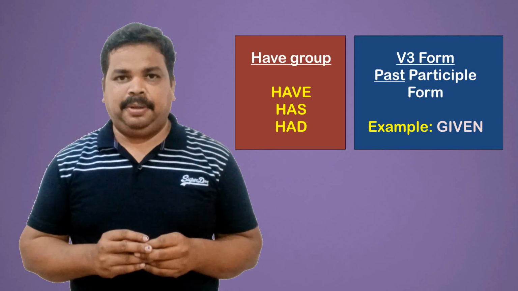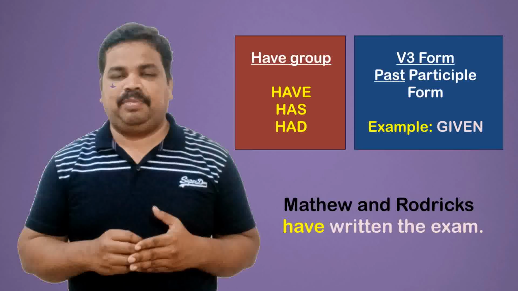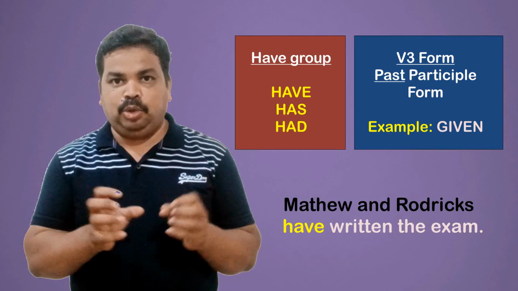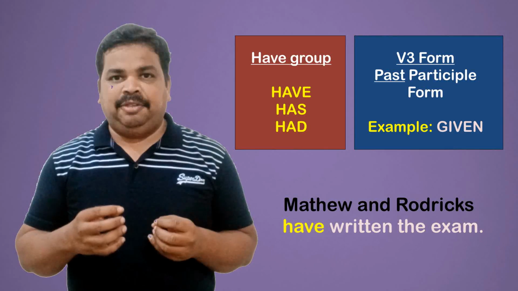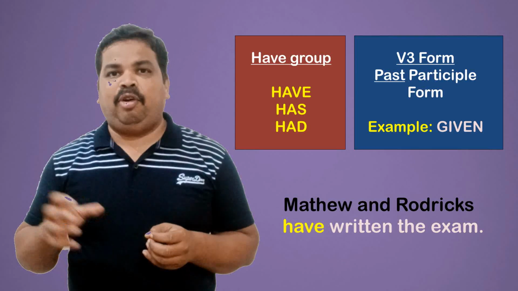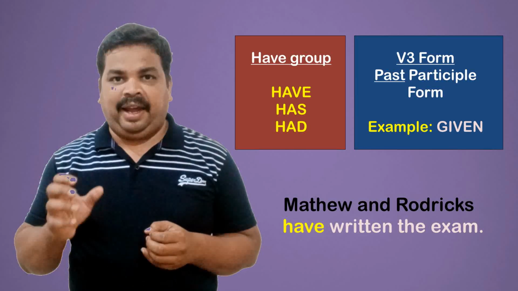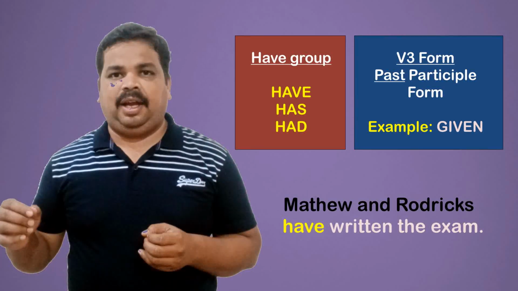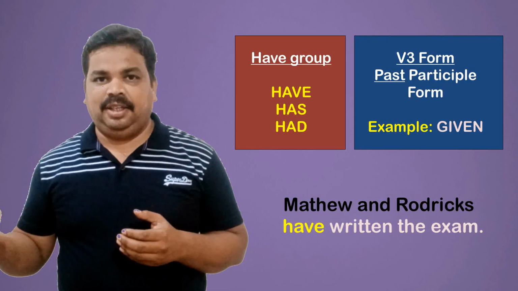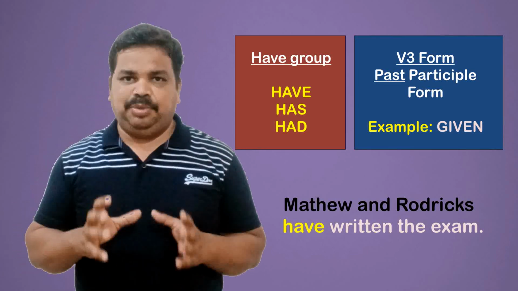How do we use it? For example, Matthew and Rodriguez have written the exam. Have written the exam. They are waiting for the results. So Matthew and Rodriguez are two people, multiple doers. In case of multiple doers, we should use the word have, H-A-V-E, followed again by the V3 form, written. Rodriguez and Matthew have written the exam and the next action is still pending. They are waiting for the results. So the process of waiting is going on, the next action is not complete. So in this case we should use have.